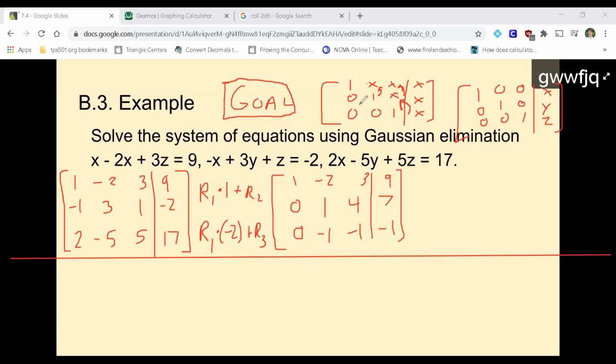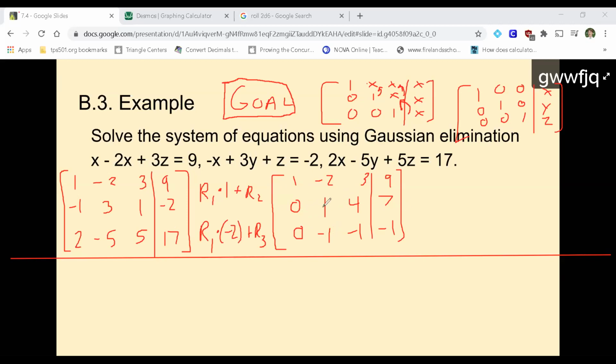Okay. All right. So I've got my first column looking how it's supposed to look. I'm now going to start working on the second. I need this number to be a 1. Hey, it is 1. Great. I need this number to be a 0. Hey, it's not 0. Okay. That's not a problem though.